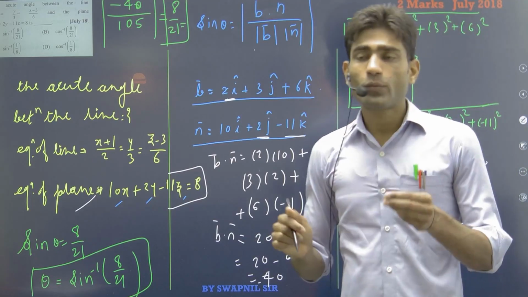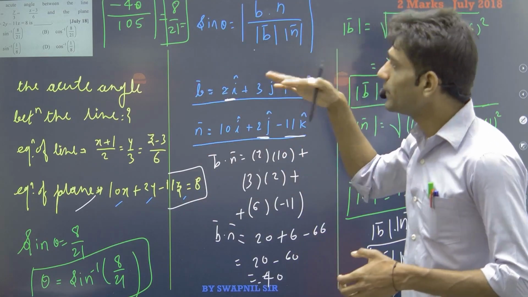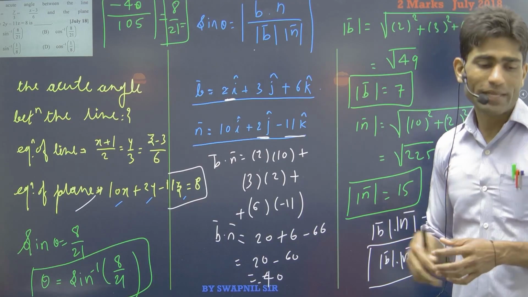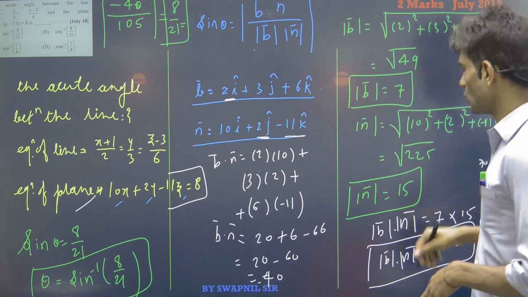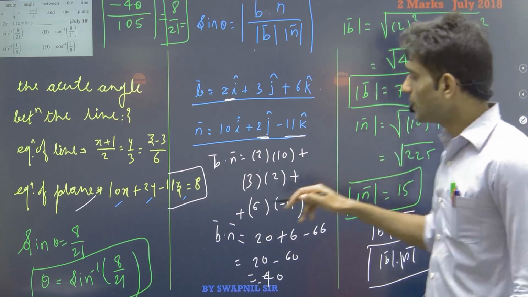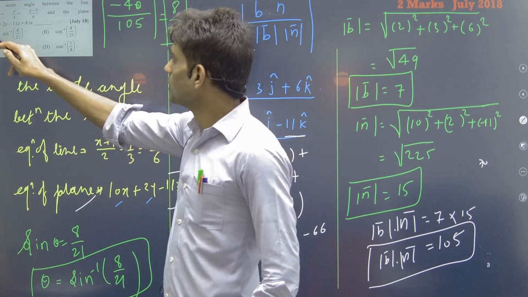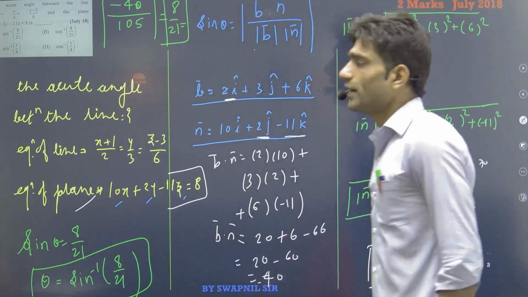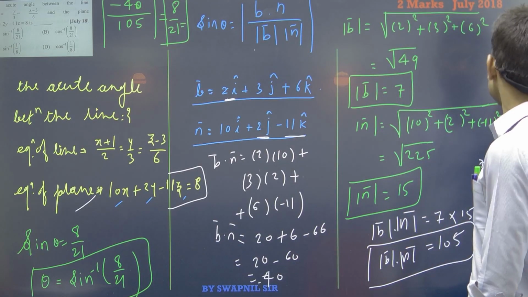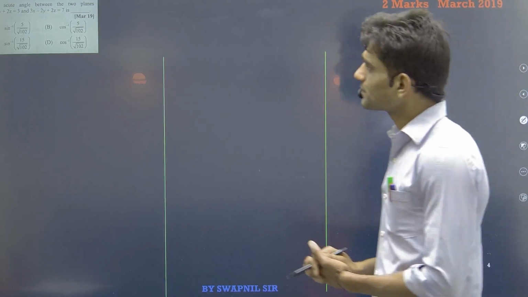This applies when we have the acute angle between line and plane. I'm expecting that you have all understood this entire solution. The correct option here is sine inverse of 8 by 21, which is option first. Let's move to the next example.